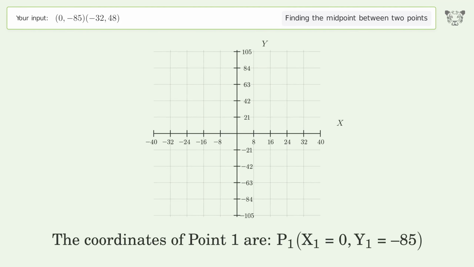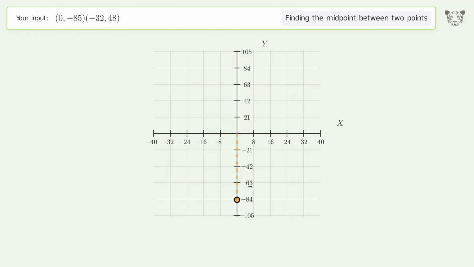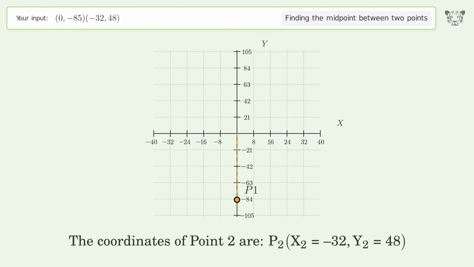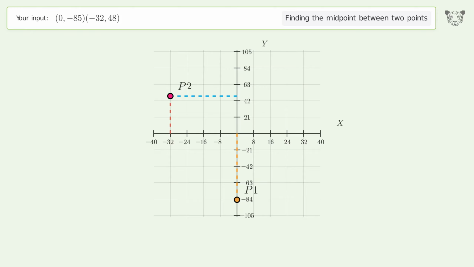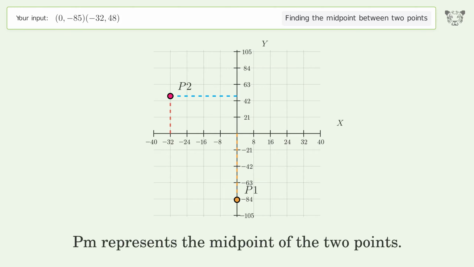The coordinates of point 1 are x1 equals 0, y1 equals -85. The coordinates of point 2 are x2 equals -32, y2 equals 48. PM represents the midpoint of the 2 points.